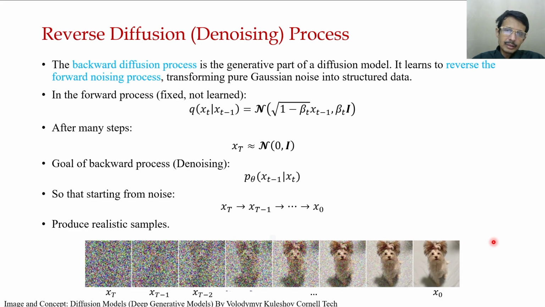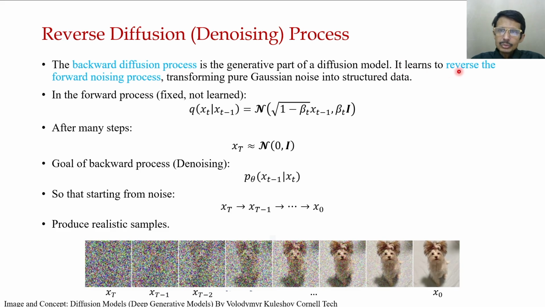In the last lecture, we have seen the forward diffusion, that is the noising process. Now here we see the reverse diffusion, that is the denoising process. The backward diffusion process, that means this denoising, is the generative part of the diffusion model, because now we start from pure Gaussian noise and slowly denoise the images so that we can get back the original image. That is just the reverse of our forward process.